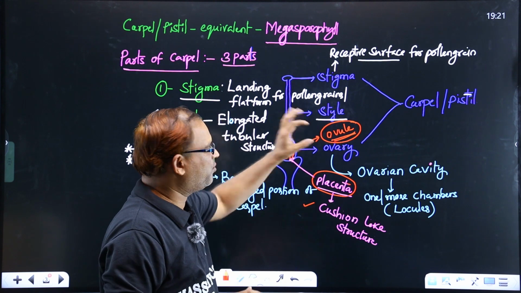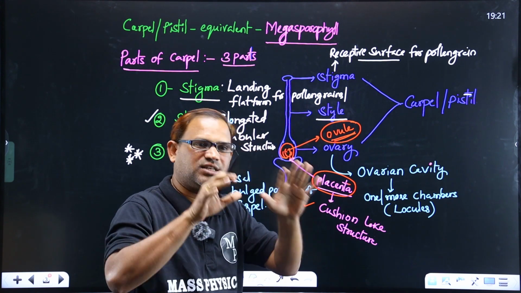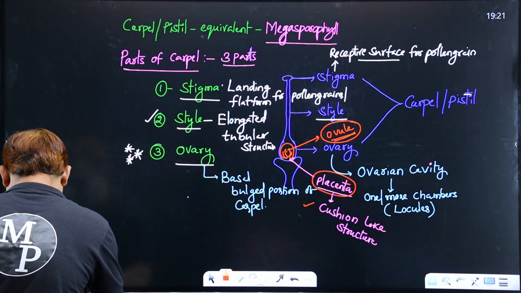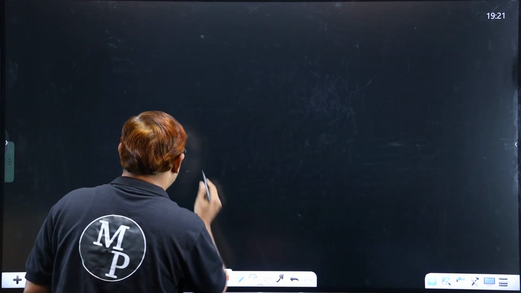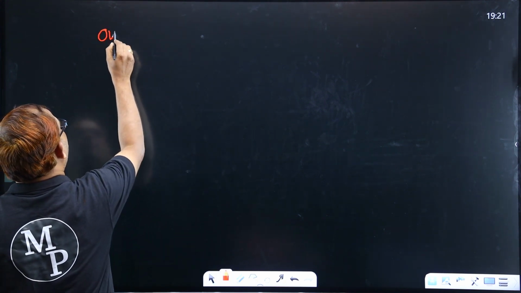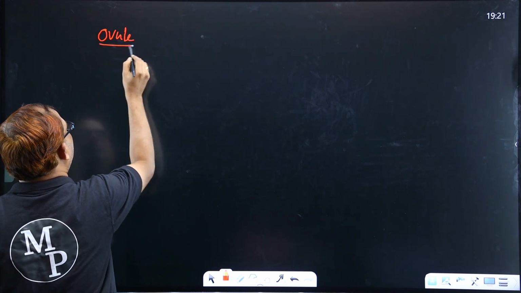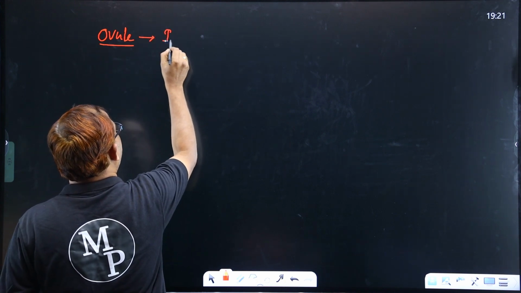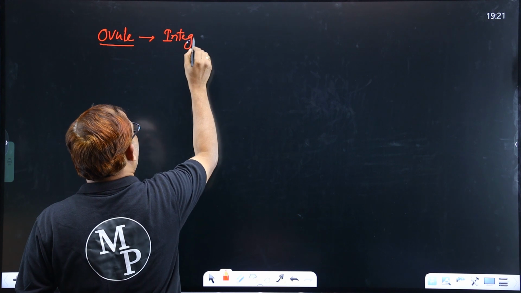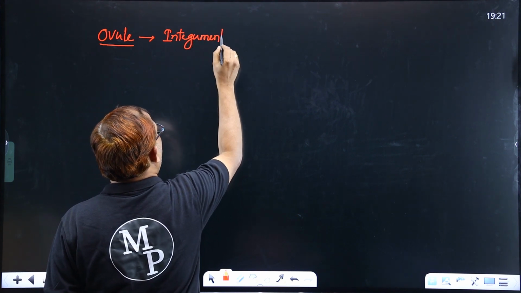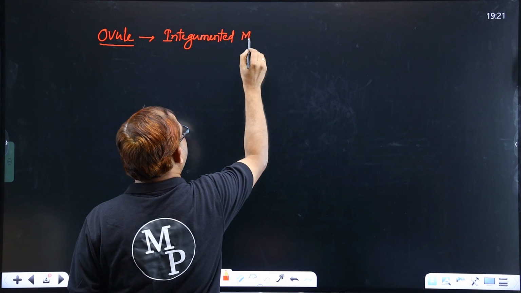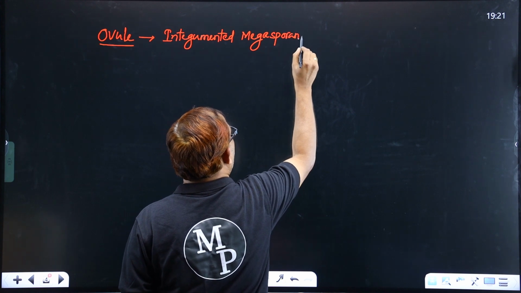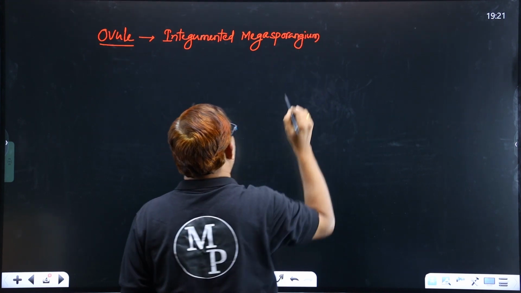So right now, what about the ovule? How does the ovule structure look? We'll see now. Ovule is also called an integumented megasporangium. Integumented megasporangium.